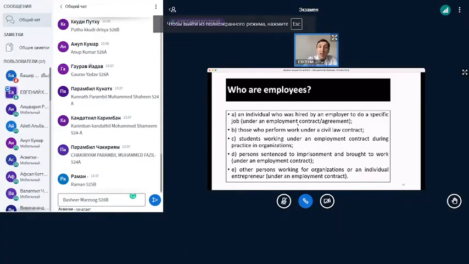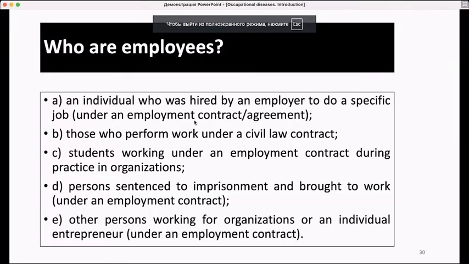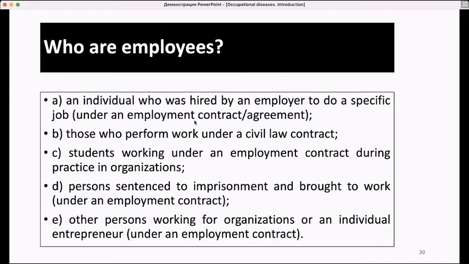Or we can say that some students working under an employment contract during their practice in organizations can also be employed. And employees also are persons sentenced to imprisonment and brought to work under an employment contract, or other people working for organizations or an individual entrepreneur under an employment contract.